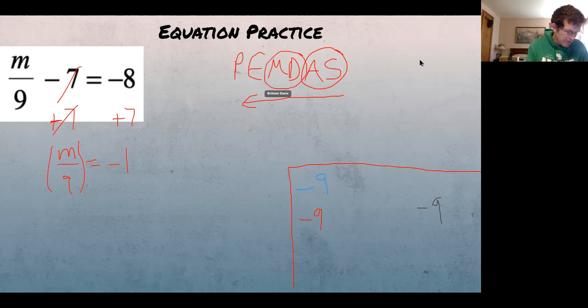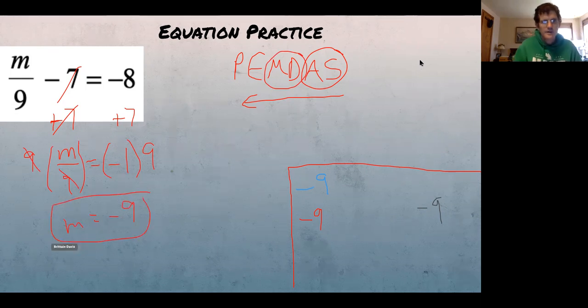Okay, now, if I'm doing this PEMDAS in reverse, I'm looking for any multiplication or division. I've got division, so I want to do the opposite. The opposite operation is to multiply by 9 on both sides. We cancel out. M equals -1 times 9 is just -9. And that's what everyone wrote down. Very good.